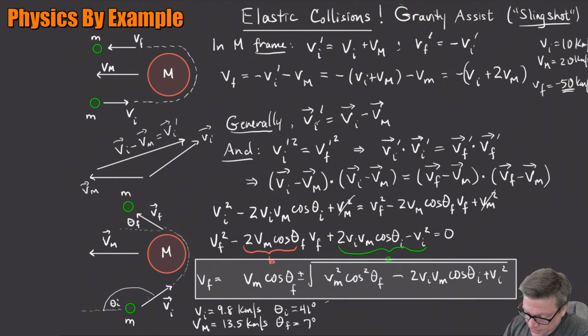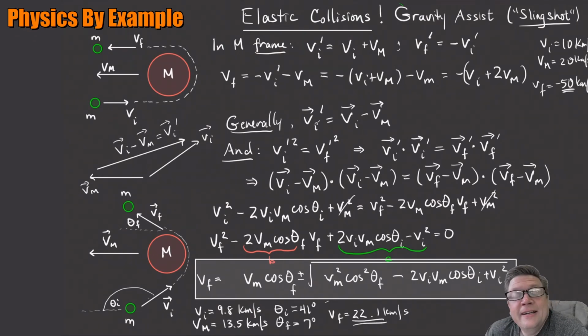It was 41 degrees. Okay, so if you plug those things in, what you get is v final. After the encounter with Jupiter, the spacecraft was going about 22.1 kilometers per second, which is about right. So this is what you get when you plug these numbers into the formula. The spacecraft went from 9.8 to 22.1, which enabled it to go to Saturn and hit objects in the outer solar system with no fuel expended, right? That's the magic.